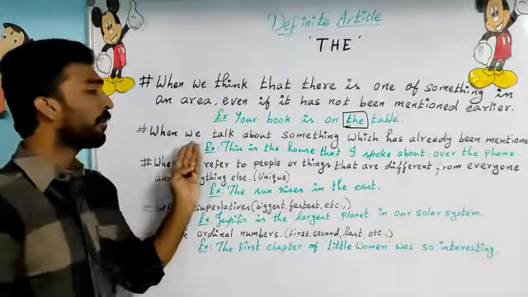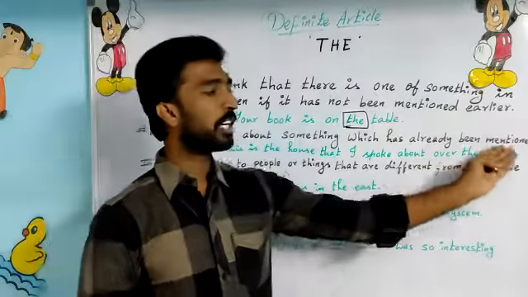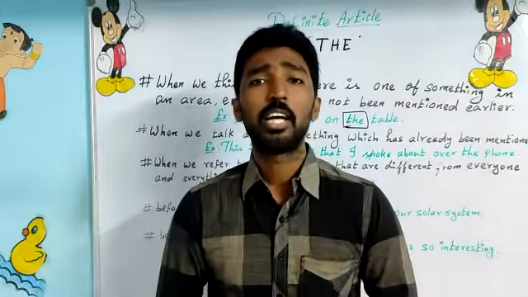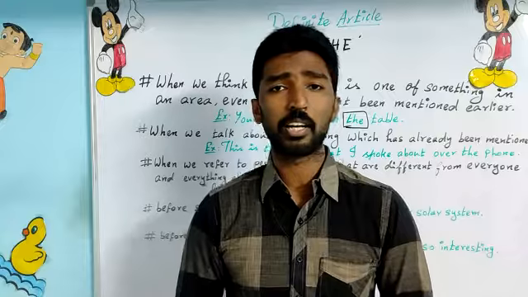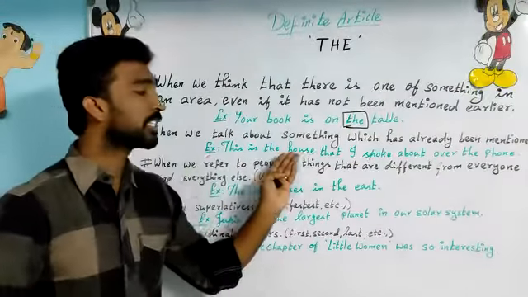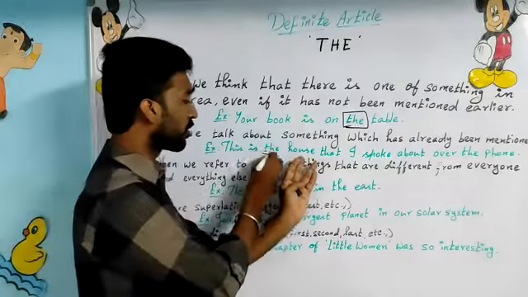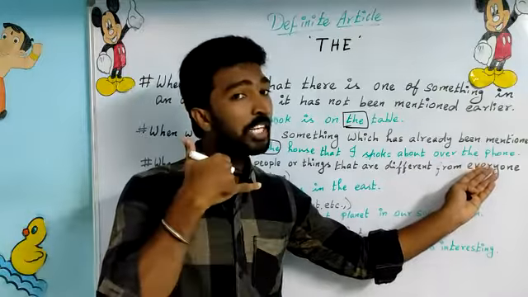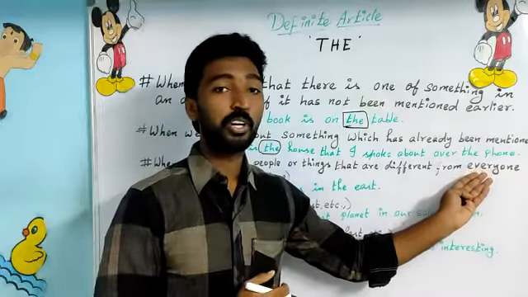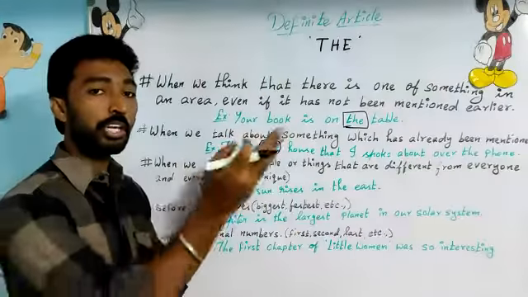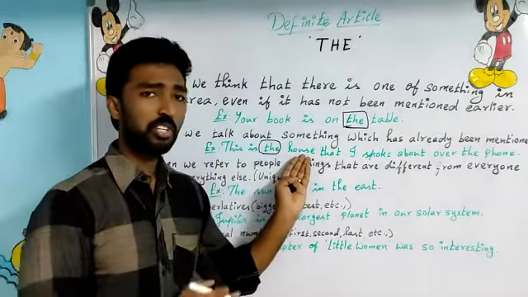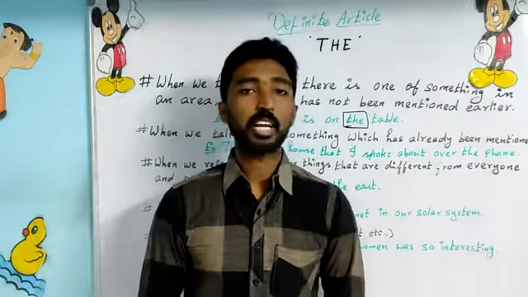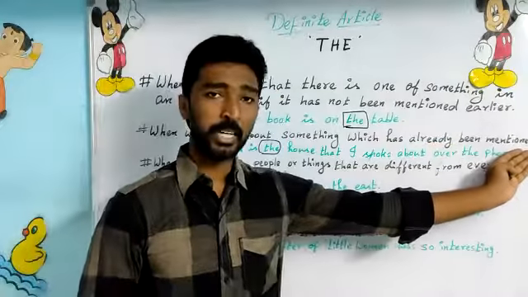Good. The next one, when we talk about something which has already been mentioned. If we speak about a thing which we have already discussed, there you can use the definite article. Let us see an example. This is the house that I spoke about over the phone. Yes, I had already spoken about that home over the phone, and now I am mentioning that home and showing it to my friend. This is the very house that I spoke about over the phone, which has already been mentioned.